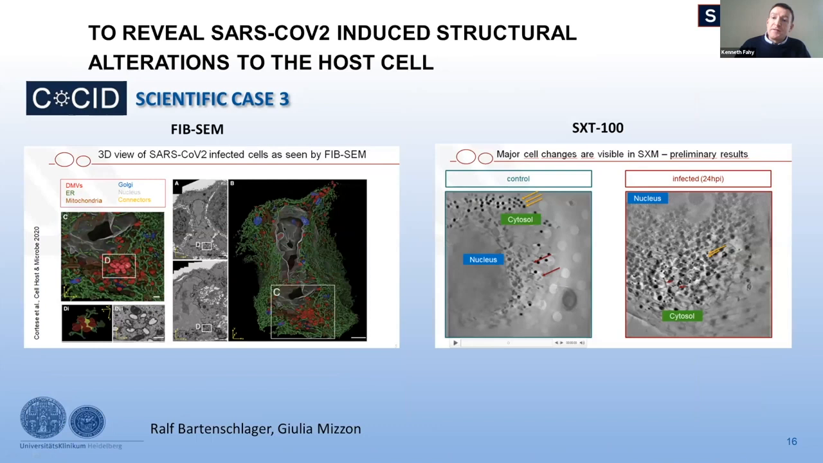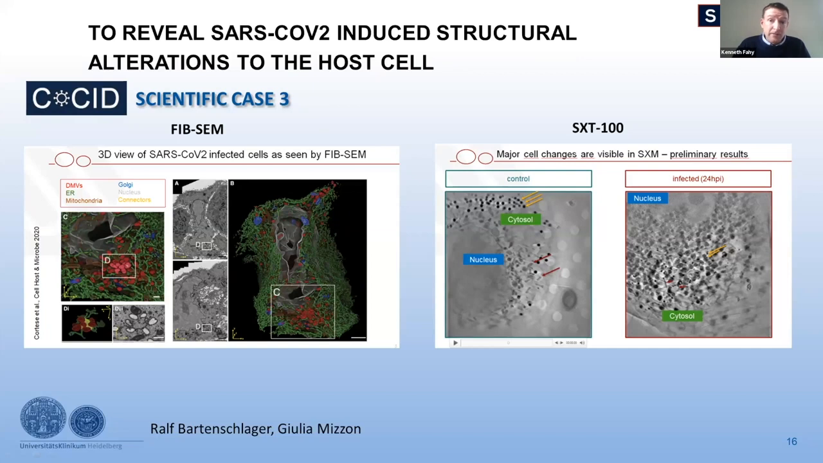In the third use case, in collaboration with Ralph Bartenschlager at University Hospital Heidelberg, they used FIB-SEM and TEM tomography to characterize the changes to the overall cell architecture of lung epithelial cells upon SARS-CoV-2 infection, and now the SXT100 is being used to confirm these changes on a larger number of cells.